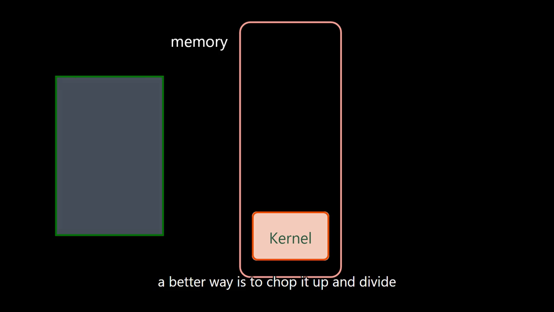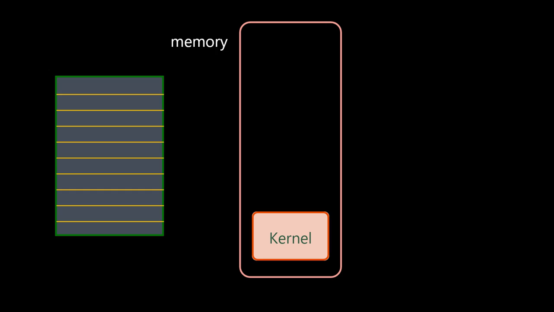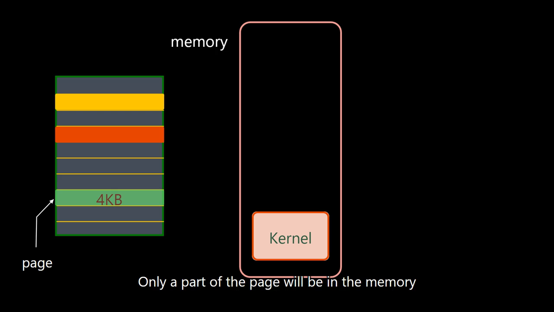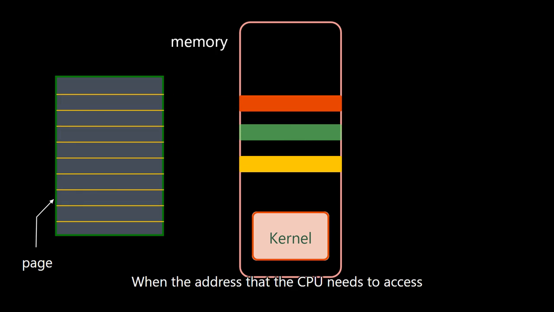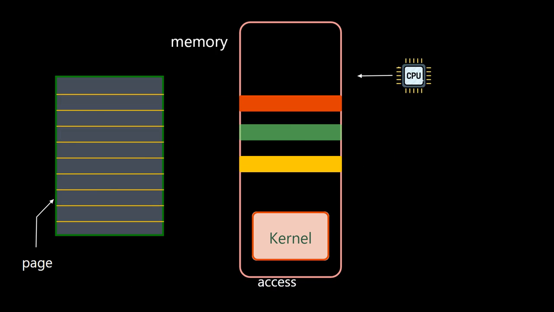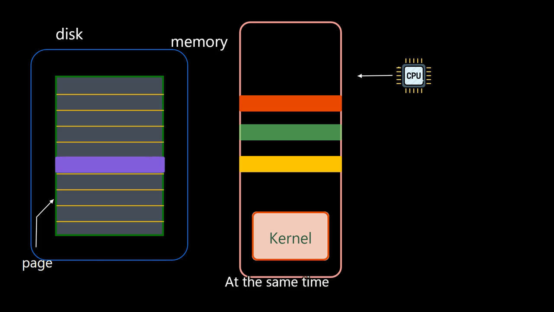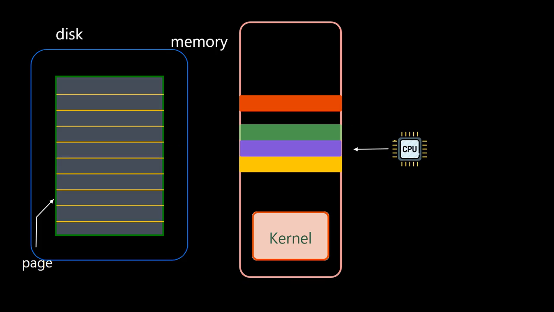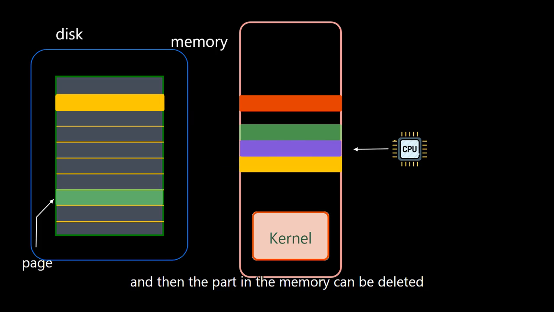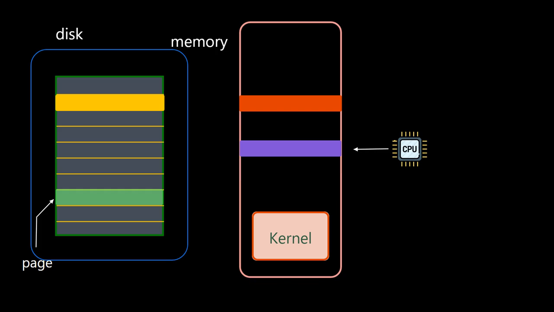So, a better way is to chunk it up and divide it into small units, such as 4 KB in size. They are called pages. Only a part of the pages will be in memory. When the address that the CPU needs to access is not in a page in memory, the corresponding part can be loaded from the disk. At the same time, when the memory is insufficient, the pages that have not been accessed for a long time can be saved to the disk, and then the part in memory can be deleted. This practice is called virtual memory.